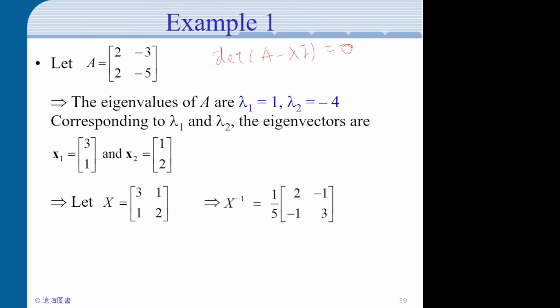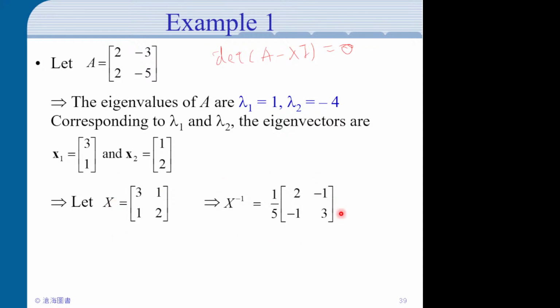And here we skip the calculation, and we say the eigenvalues are lambda 1 equal to 1 and lambda 2 equal to minus 4. Okay. And then we can also find the eigenvectors. So you have two different eigenvectors that are linearly independent: x1 equal to (3, 1), x2 equal to (1, 3). And then you list the eigenvectors together, and you get this X.